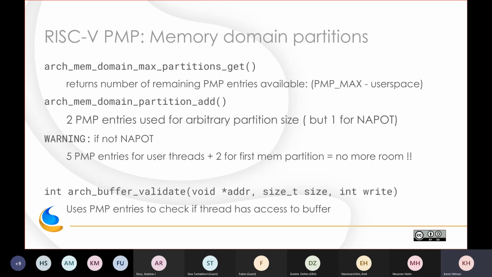And then just one more API function from the memory domain, which is this arch buffer validate function. This is a function that can be used to check if a thread actually has access to a memory region or not. And the implementation for that for RISC-V, we actually just walk the PMP entries and check that way. So it validates it directly against the hardware PMP tables.